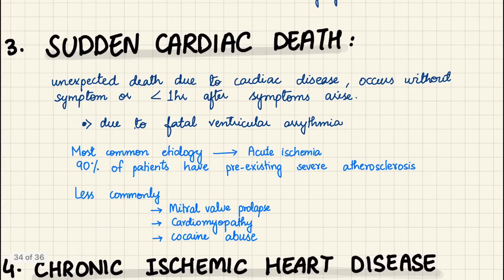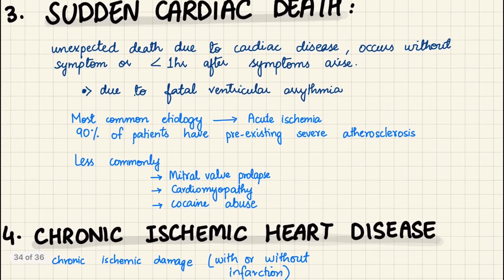The third type of ischemic heart disease is sudden cardiac death. This is unexpected death due to cardiac disease, and it occurs without any symptom or less than 1 hour after symptoms arise. Mainly it is caused by fatal ventricular arrhythmia, which might be predisposed by MIs or other heart problems.